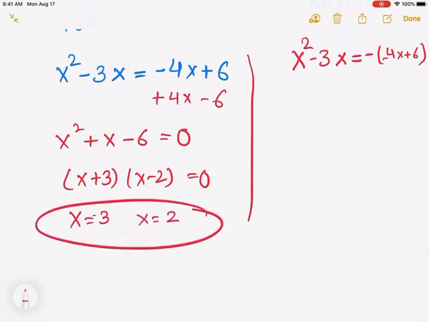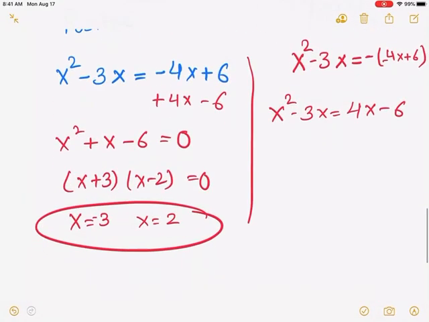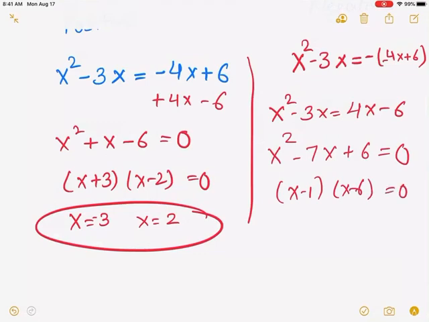So x is equal to negative 3 and x is equal to 2. For this right side, let me simplify first. So this is what I have: 4x minus 6. Let's combine like terms. Oops, my bad, I guess I hit something there. Anyway, x squared minus 7x plus 6 is equal to 0. Factor this out: x minus 1, x minus 6, and it's equal to 0. x is equal to 1 and positive 6.